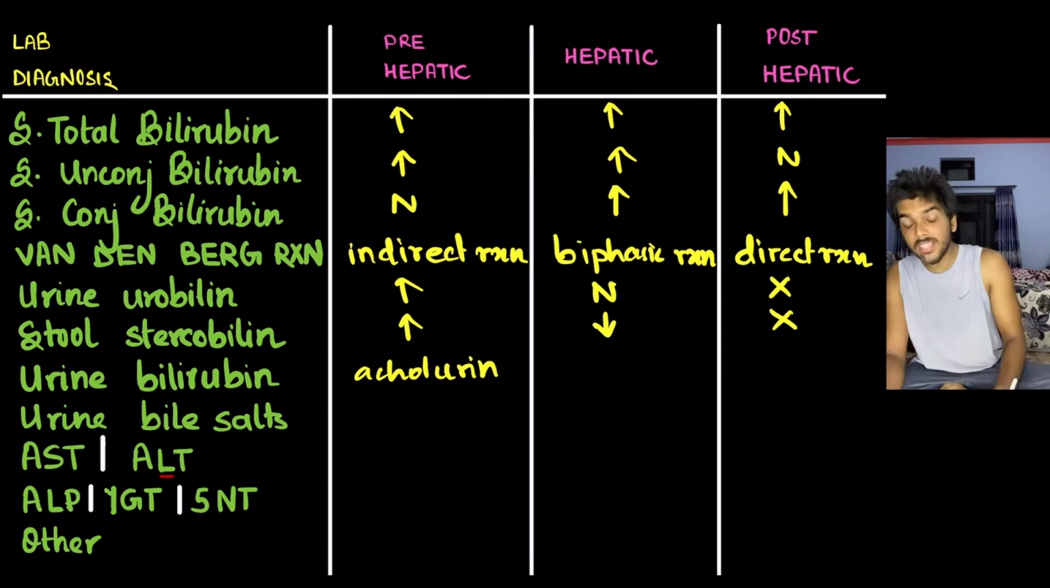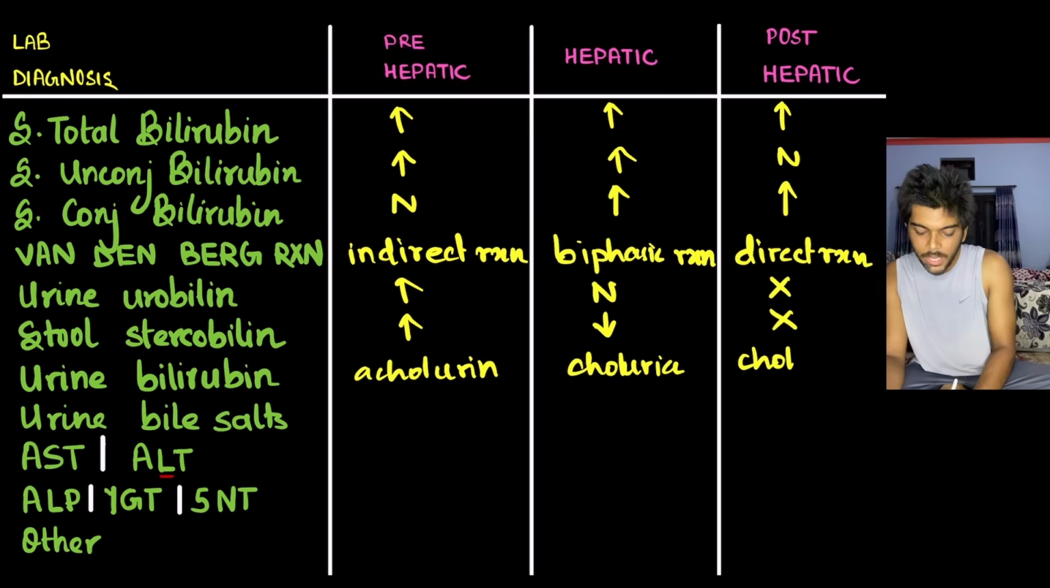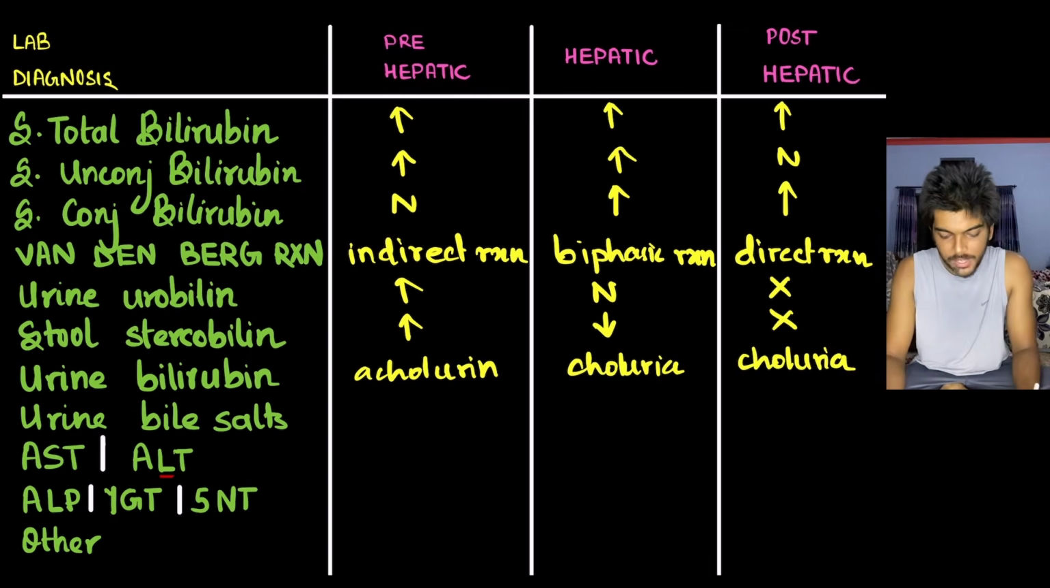In hepatic jaundice, there is conjugated bilirubin. It can enter the urine. So there is choluria. In post-hepatic, there is conjugated hyperbilirubinemia. Conjugated can enter the urine. So choluria.